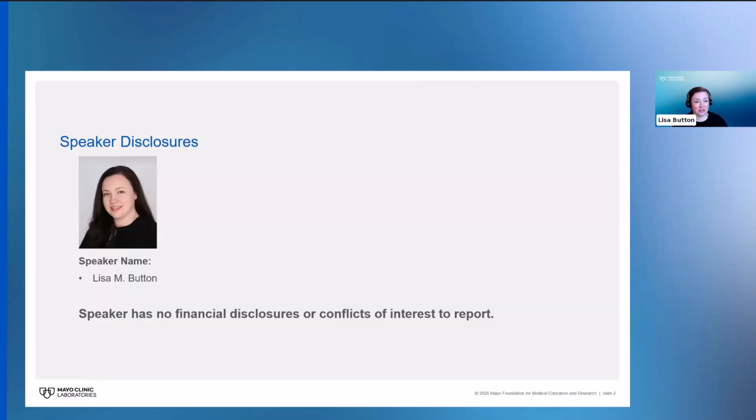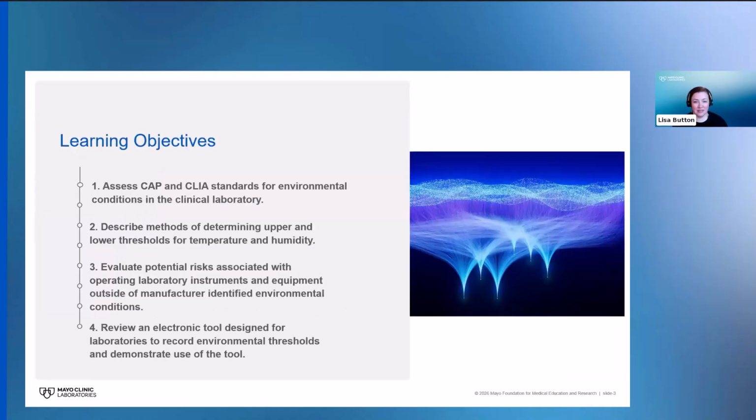I have no disclosures to announce. Our objectives for today: we're going to assess CAP and CLIA standards for environmental conditions in the clinical laboratory. We'll describe methods of determining upper and lower thresholds for temperature and humidity. You'll be able to evaluate potential risks associated with operating laboratory instruments and equipment outside of manufacturer-identified environmental conditions.